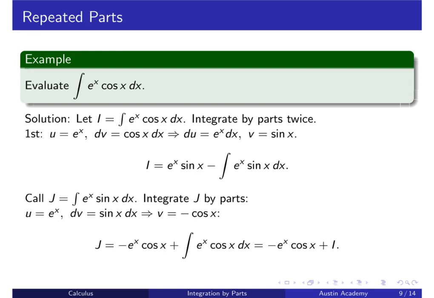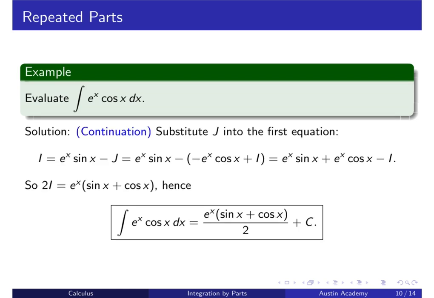Example 4. Let I be the integral of e^x cos x dx. We integrate by parts. u equals e^x, dv equals cos x dx, so du equals e^x dx and v equals sin x. I equals e^x sin x minus the integral of e^x sin x dx. Call that second integral J. We set u equals e^x, dv equals sin x dx, so v equals negative cos x. That gives J equals negative e^x cos x plus I.